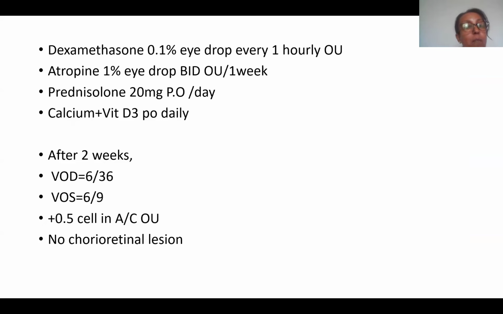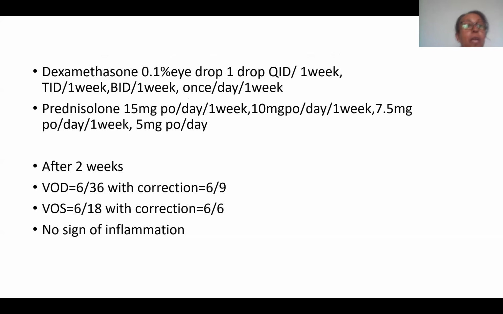And we re-evaluated him after 2 weeks, and his vision was right eye 6/36, left eye 6/9, and he had improvement with the cells in the anterior chamber, and it was plus 0.5 in both eyes. And the chorioretinal lesions were gone. And we gradually tapered the frequency of application of the dexamethasone eye drop, and we finally kept him on once per day as a maintenance dose. And also the prednisolone tablet was gradually tapered to 5 milligram PO per day.